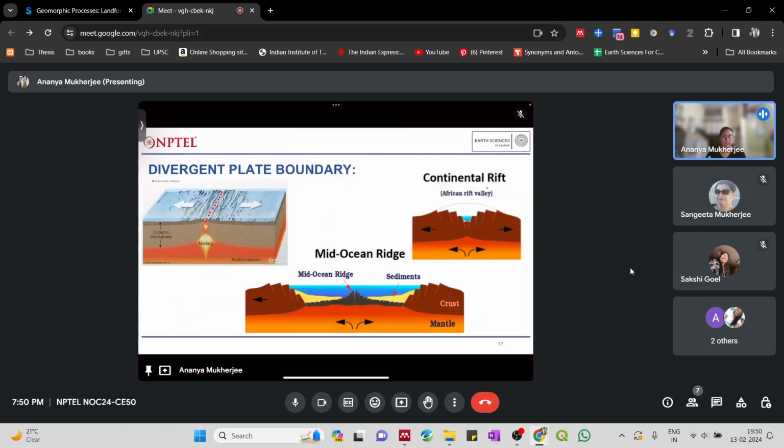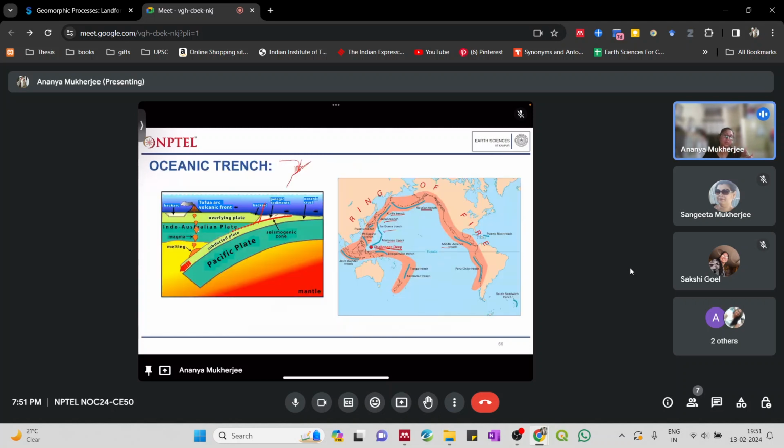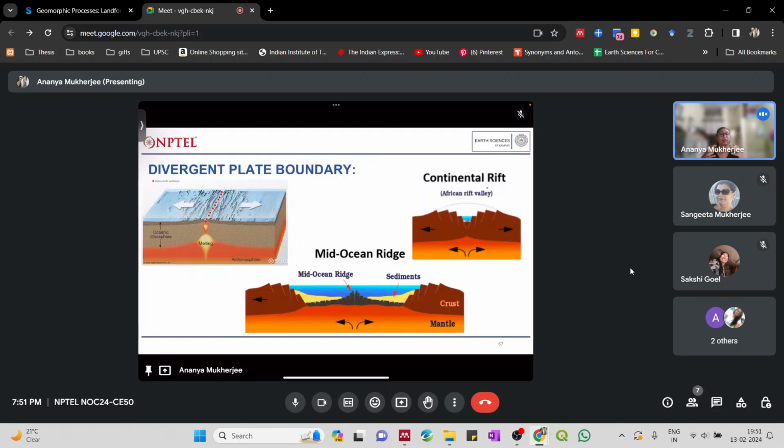Now the next one is the divergent plate boundary. So divergent plate boundary, where the plates are moving away from each other, so new material or new land mass is actually forming in these areas. So these are also called constructive plate boundaries, whereas convergent plate boundaries can also be called destructive plate boundaries, because over there the material is getting destroyed. Only in continental we see mountain building, but even then we see that a lot of land mass is actually destroyed in that.